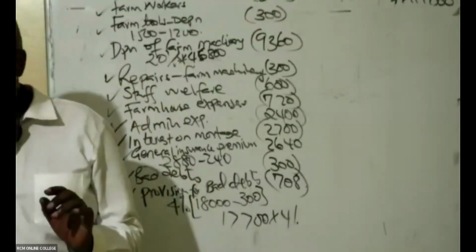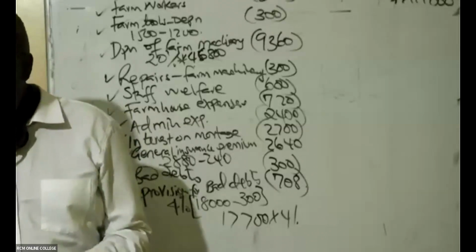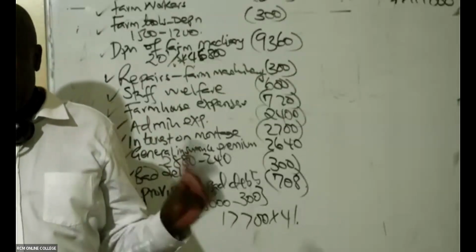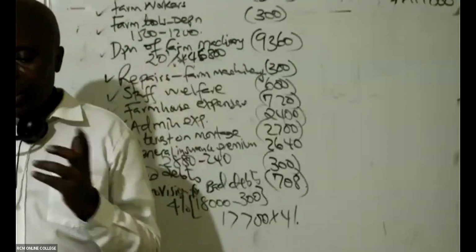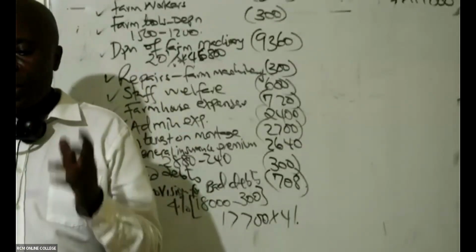So for the allowance for doubtful debts, many students are not able to get this because they forget the netting-off effect. They forget the netting off of any specific bad debts written off.